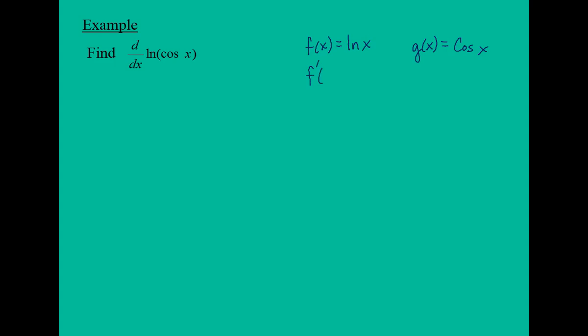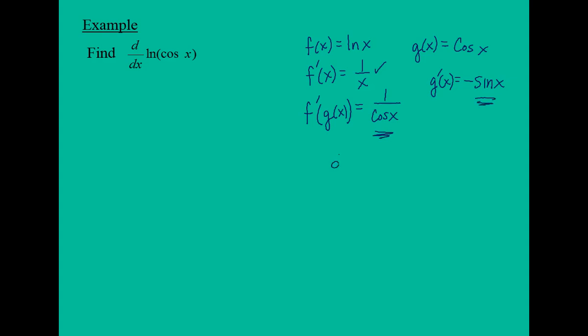So we would find our f prime of x is 1 over x, and f prime of g of x. Now we're going to replace our x here with the cosine of x. That's what g of x is. So we'd have 1 all over the cosine of x. Then we need to find our g prime of x, and the derivative of cosine is negative sine of x. So we would multiply these two together, this one and this one, to get our derivative.